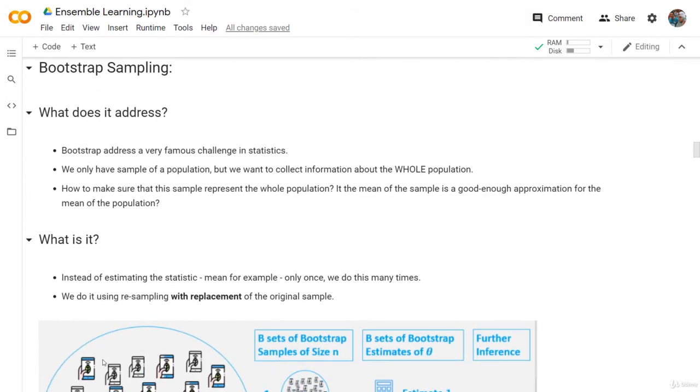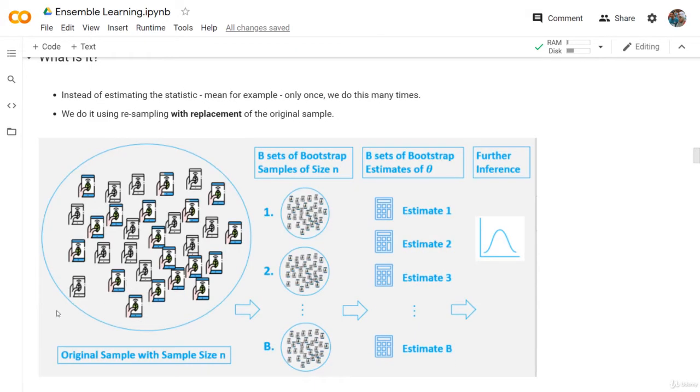Okay, so what do we mean exactly by resampling with replacement? Let's say that this is the original sample with sample size n, right? So this is the original sample and n is the sample size. Now what we are going to do is have B sets of bootstrap samples of size n. So let's say B is equal to 5, for example, and n is equal to 100. Okay, so we will have 5 sets and each set will contain 100 examples.